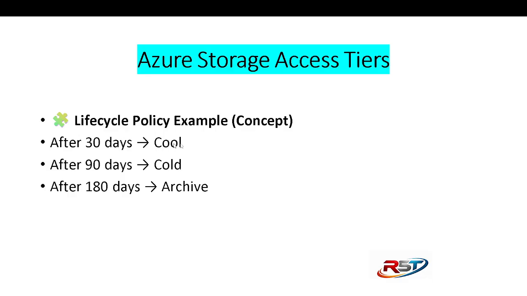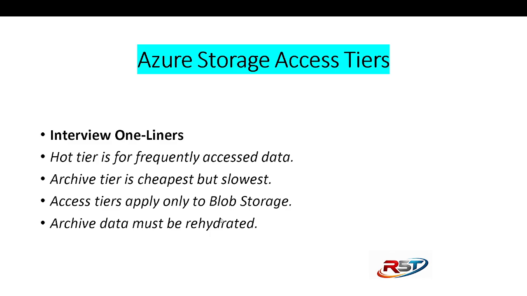Lifecycle policy example concept. Suppose data is in hot tier. After 30 days we configure it to go to cool, after 90 days it should go to cold, and after 180 days it should go to archive.